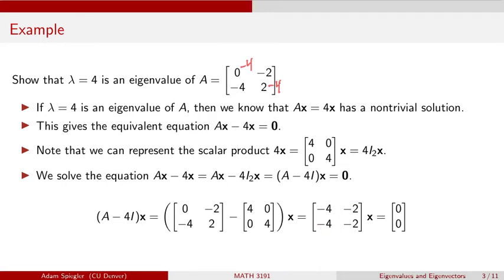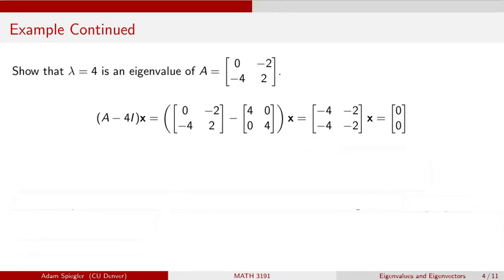So now we've got a matrix equation that we would like to solve. So let's take a look at that solution. Now we see that lambda equals 4 is going to be an eigenvalue of this matrix A as long as this matrix equation, which is -4 column 1, -2 in column 2, times vector x equals the 0 vector, has a non-trivial solution. If this has a non-trivial solution, then 4 is an eigenvalue. If the only solution to this equation is the 0 vector, then 4 would not be an eigenvalue.